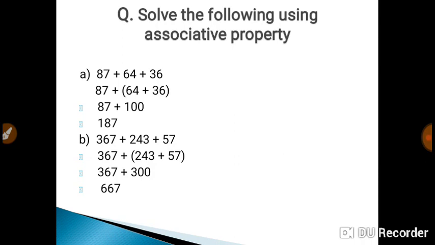The second question is 367 plus 243 plus 57. In this question again, you can pair any two numbers first for addition. So, I have paired 243 and 57 first. That will give me 300. 300 plus 367, answer is 667. If you pair any other two numbers first, then also the result will remain the same.